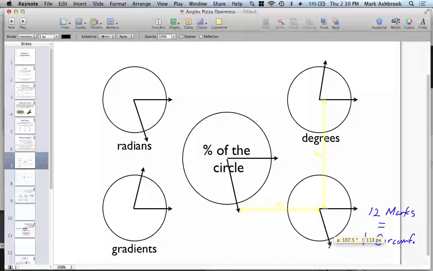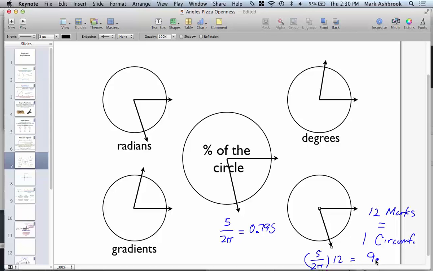So the amount of openness, when you convert from one unit to another, how does it change? Yeah, the openness is the same, right? We're finding it in a different unit. So you took your percent of the circle, 5 over 2 pi, which was 0.795, and you took that fraction of 12, and what'd you get? 9.55 marks.